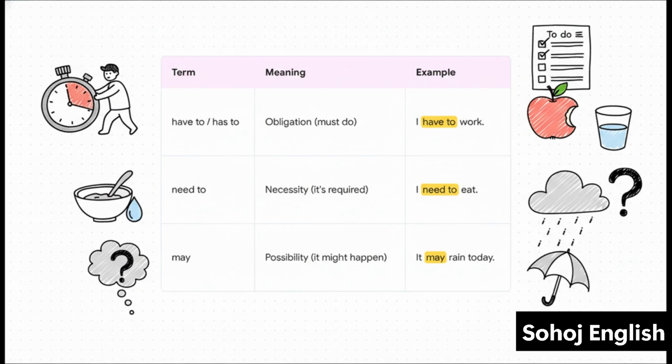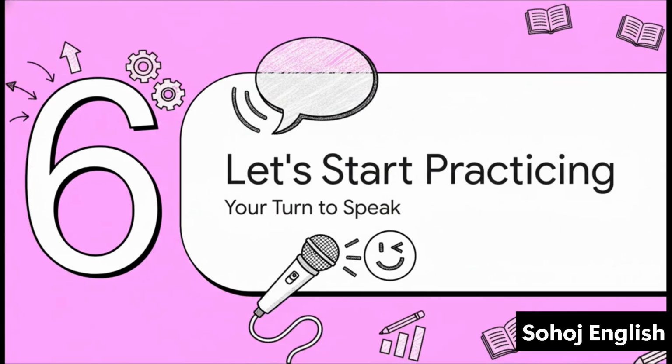Have to means it's an obligation. You must do it. Need to is about a necessity, something you require, like food. And may is for possibility. Maybe it'll happen, maybe it won't. It may rain today. Wow, we have covered a lot.